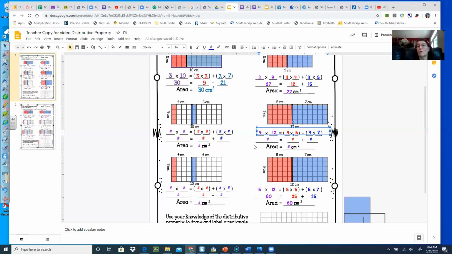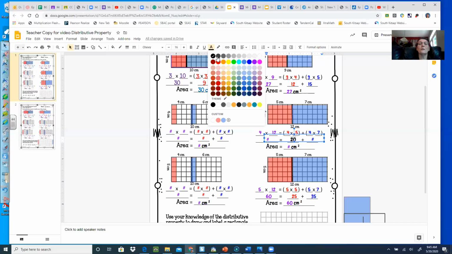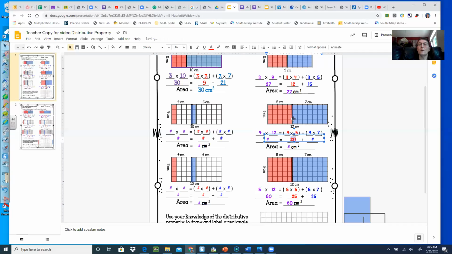4 rows of 7. Okay, I don't know 4 times 12 yet, but I do know 4 times 5. I can count by 5s real quick. 5, 10, 15, 20. Okay, now, oh, I wanted that to be red. I don't know why you made it black. There we go. Now you're red.